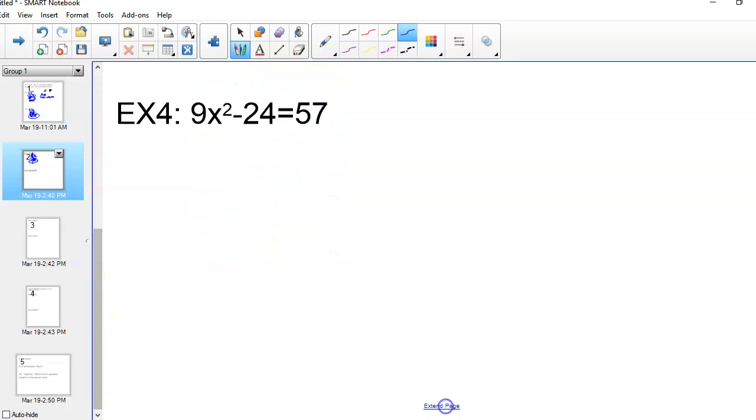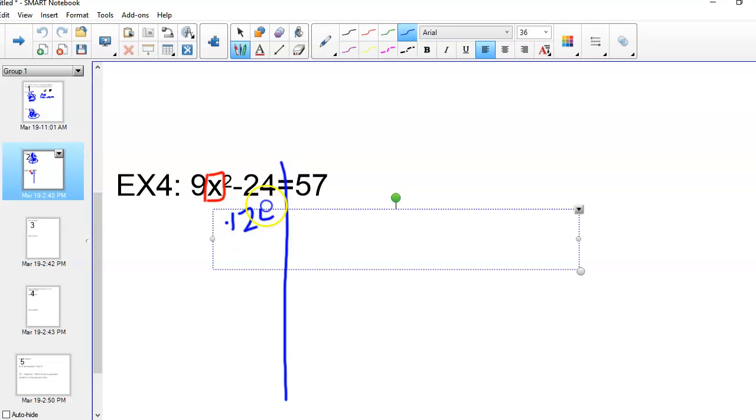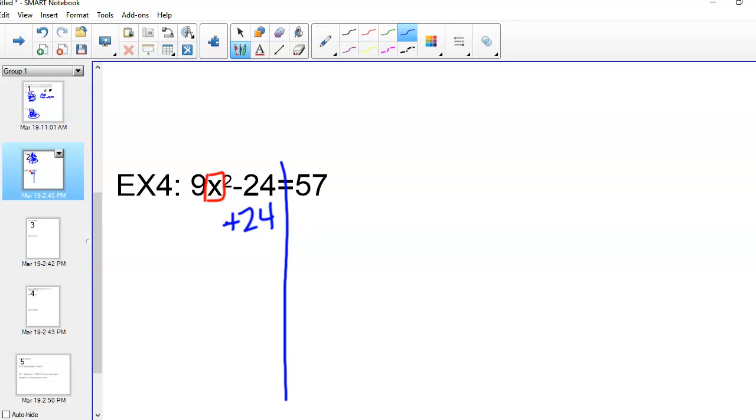Okay. For our next one, this one's getting a little bit more complicated. We've got 9x squared minus 24 equals 57. So I'm going to draw this line right here. We want to get that x right there by itself. So in order to do that, we've got to get rid of this 24 first. So we're going to add 24 to both sides. 24 will cancel over here, just leaving us with 9x squared.